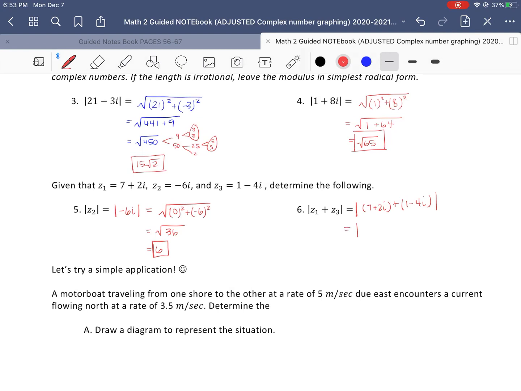So this is going to be equal to, if I add the like terms, I get 7 plus 1, which is 8. 2i minus 4i is negative 2i. So when we calculate this modulus, we have 8 as one component, negative 2 as the other component. So we end up with 64 plus 4 here is equal to the square root of 68.